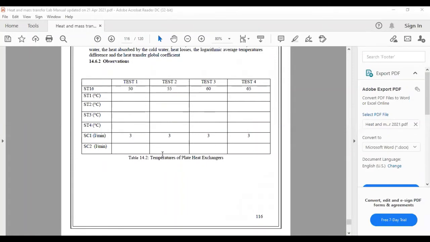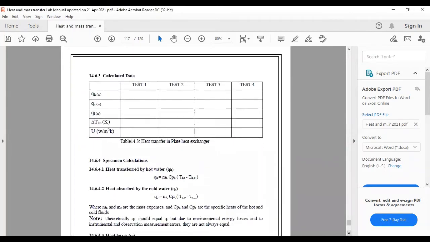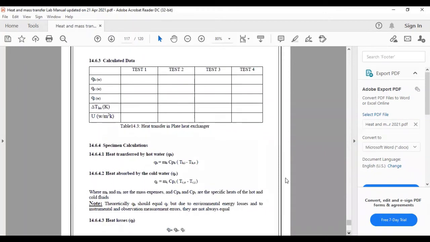Okay, we have got the following readings of HT1, HT2, HT3, and HT4 against the different values of HT16. HT16 is basically the temperature of the tank where we are heating the hot water and supplying it to the heat exchanger. So now we have to convert these readings into different parameters. First of all, this is QH, the heat transferred by hot water, and this is QC, the heat received by cold water.